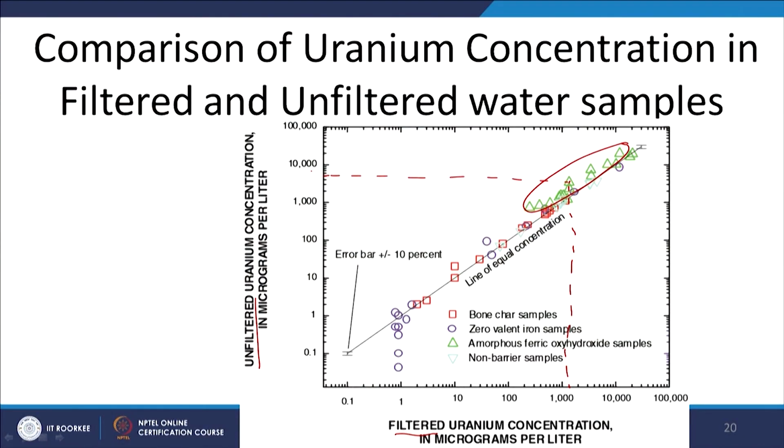So obviously these colloids will be filtered out, that is why you see that the concentration in the filtered samples is lower, but in the unfiltered it is higher. Obviously this is something you do not want, as in you do not want your particular AFO or the PRB to be mobile, because again you are going to have transport of the uranium.